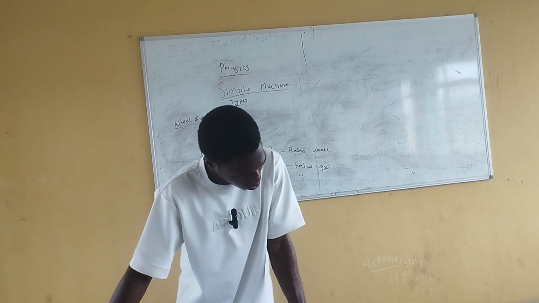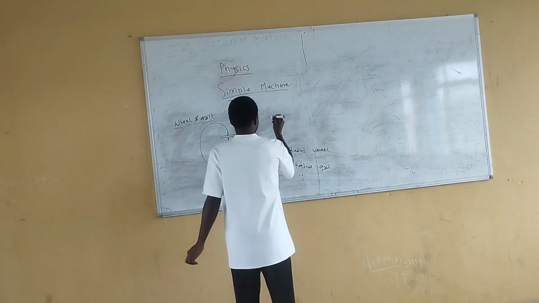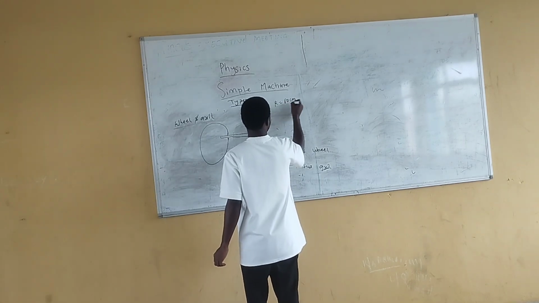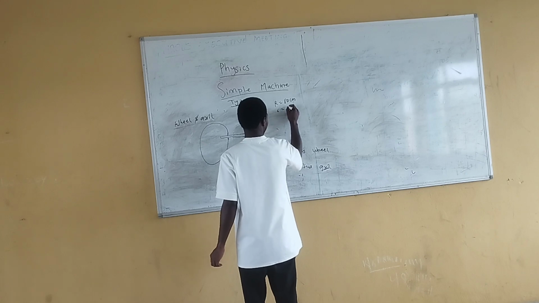What is the mass of the load? What is the force of the load? Or what is the load? Anyhow, do you understand the question? They said the radius of the wheel, big R, is equal to 80 cm. The radius of the axle, small r, is equal to 10 cm. Find the velocity ratio using these two.